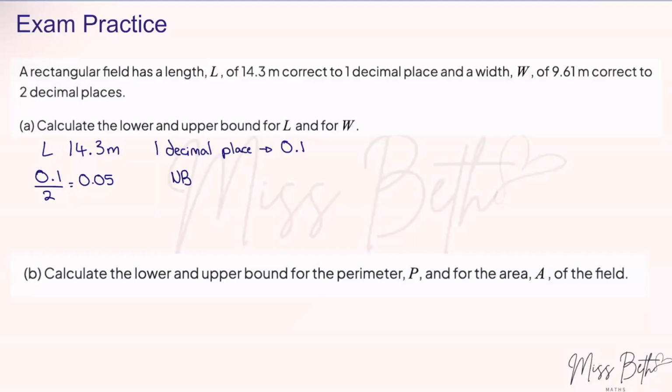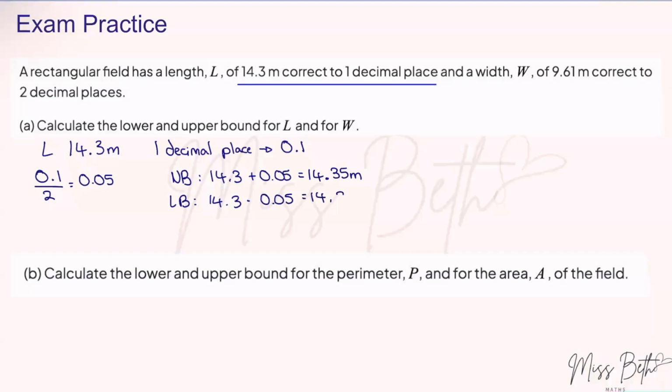So for our upper bound, 14.3 plus 0.05 gives us 14.35 meters. Then for the lower bound, we're going to have 14.3 subtract 0.05, which is 14.25 meters. Again, write these as an interval. So we know that our length is greater than or equal to 14.25, but less than 14.35. I should put my units on there as well. Okay, so that's it for L.